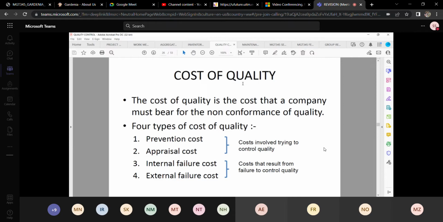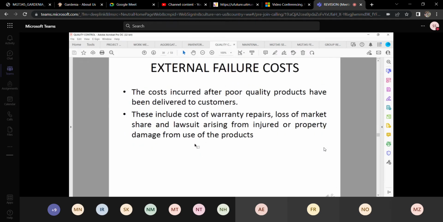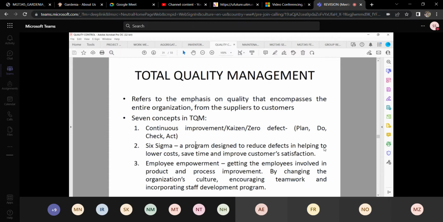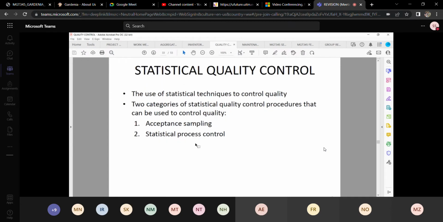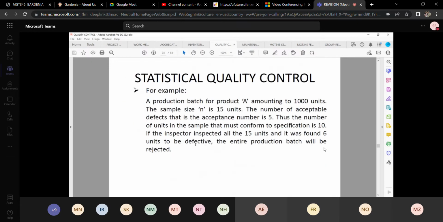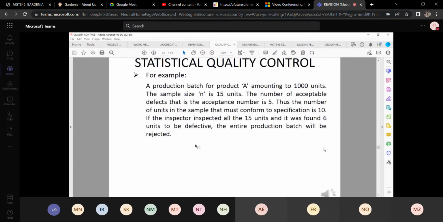The 4 types of cost of quality: prevention cost, appraisal cost, internal failure cost, external failure cost. Should know the definitions and the examples of these types of cost. The TQM, the 7 concepts in the TQM. Okay, the statistical quality control, either it is acceptance sampling or statistical process control.